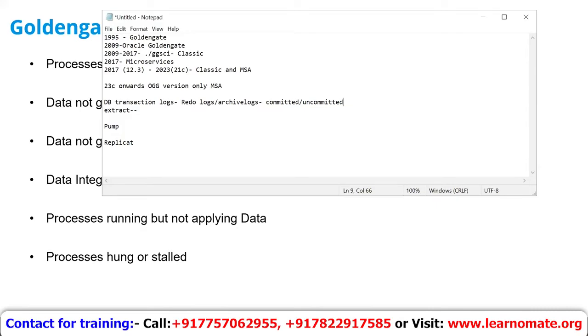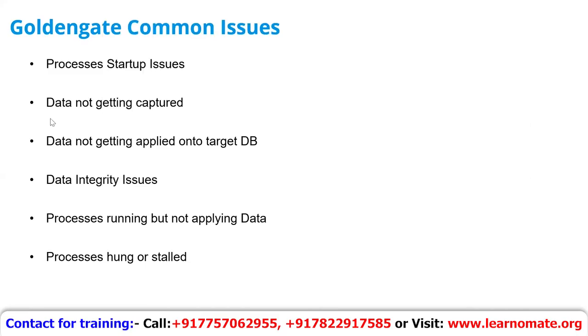The extract process extracts the data and writes to the local trail. But remember one thing: extract captures only committed transactions. Extract doesn't capture any uncommitted transactions. So if the data is not getting captured, you have to ensure that the transaction is committed.